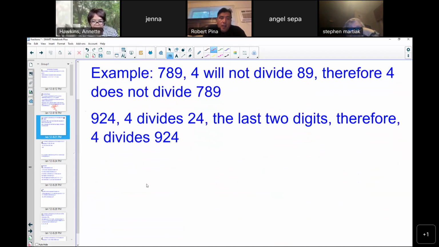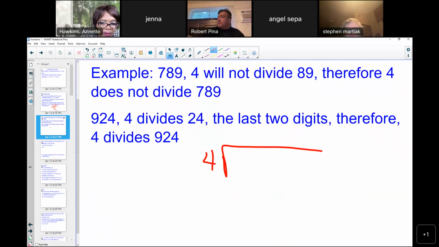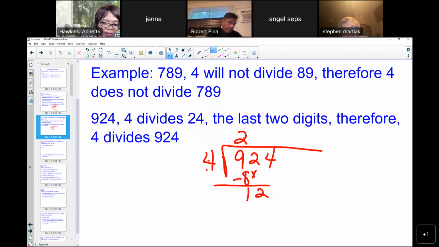Divide that out for me. So 4 divides 9 2 times. 2 times 4 is 8. Subtract to get 1. Bring down the 2. 4 divides 12 3 times. 3 times 4 is 12. 4 divides 4 1 time. 1 times 4 is 4. Okay.